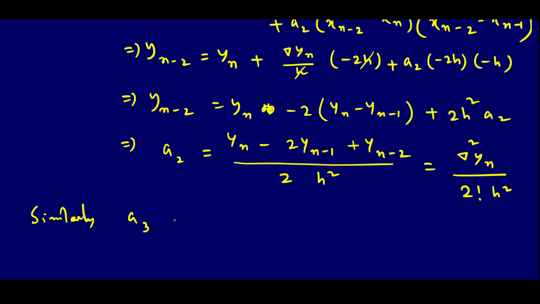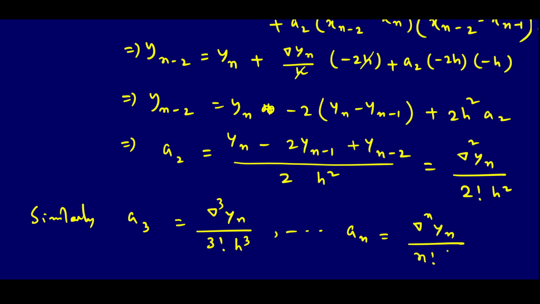Similarly, what will be our a3? A3 will be our nabla cube yn divided by 3 factorial h cube. So in the same way, our an will be nabla to the power n yn divided by n factorial h to the power n. Now what we have to do with all these values? All these values we have to put in equation number 1. Okay. So let us put all the values in equation number 1.